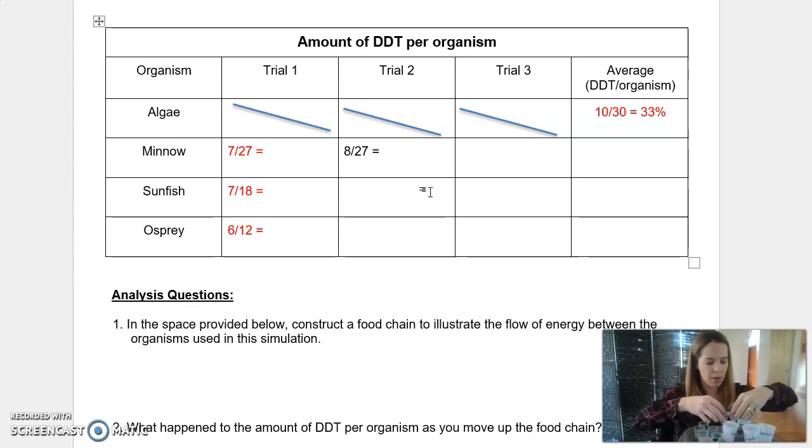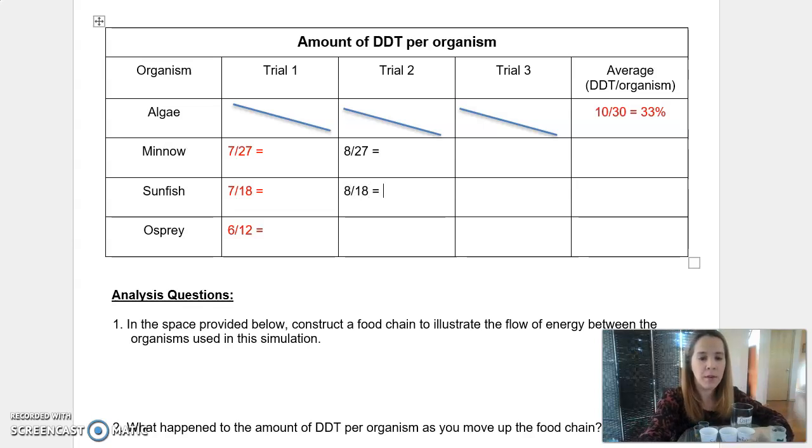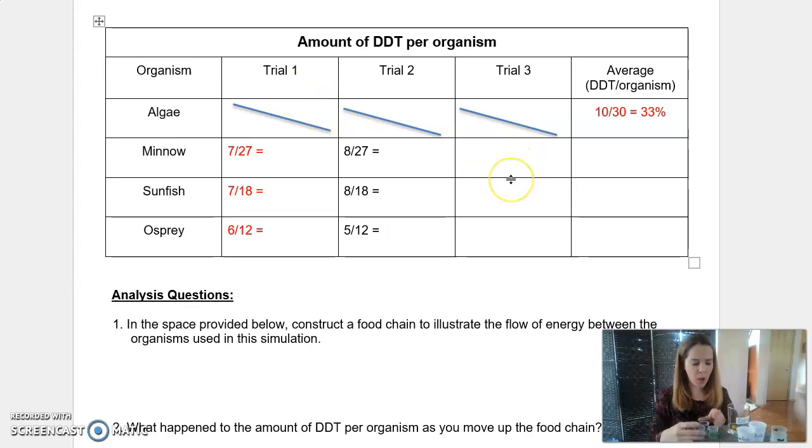Put 2 into 1. So 1, 2. Spilled that one. 1, 2. And 1, 2. Okay, let's count these up. So now I have 1, 2, 3, 4, 5, 6, 7, 8. 8 out of 18. And then I'm going to put 2 of them in here. And now I'm left with 1, 2, 3, 4, 5 out of 12 here. And one more trial, just so we get some good and accurate results.